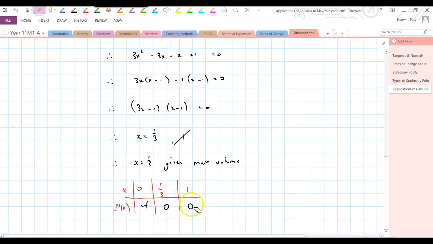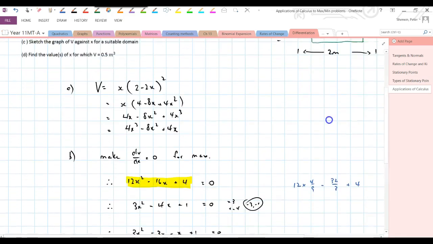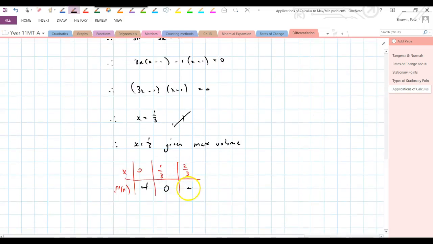So that's not helpful. Let's go a bit closer to a third and choose, let's say, 2/3, and put 2/3 in here. So 12 by 2/3 squared. You might want to get a calculator out for this, but that'll be 12 times 4/9, minus 16 by 2/3, which is 32/3, plus 4. I've just worked this out to be minus 4/3. We're only interested in the sign, not the actual value. I just want the sign. Is it positive or negative?